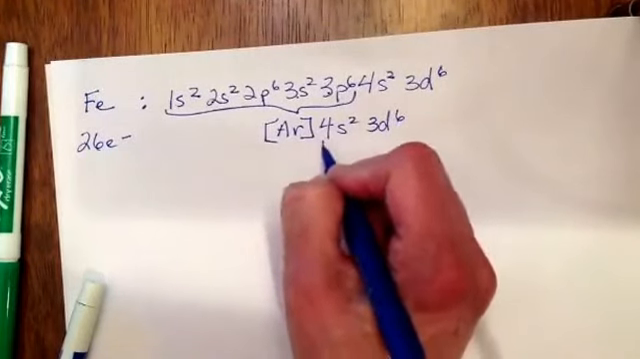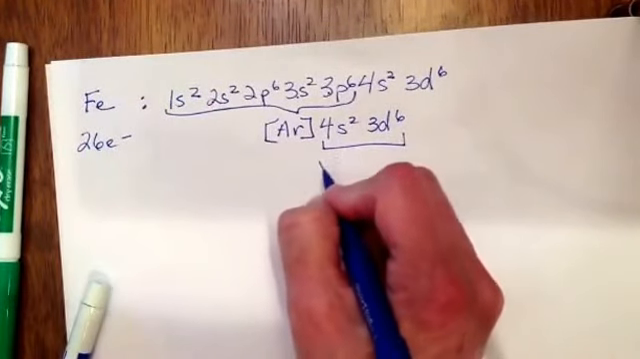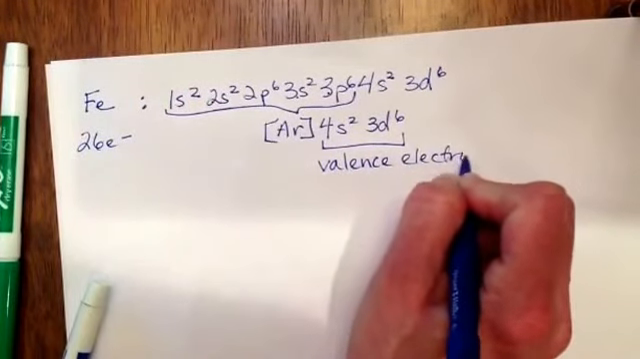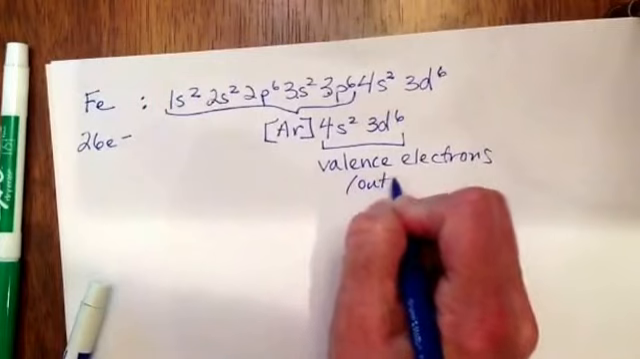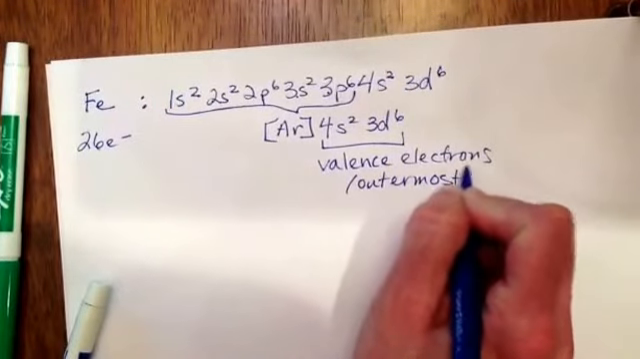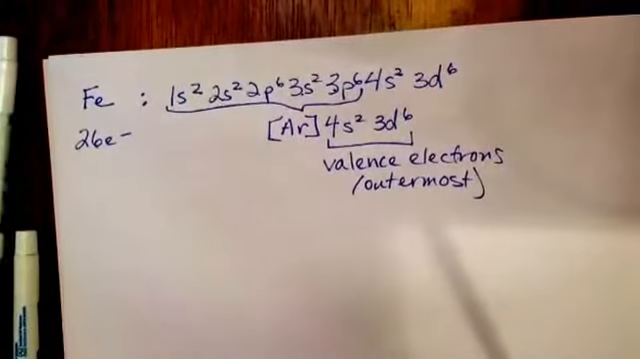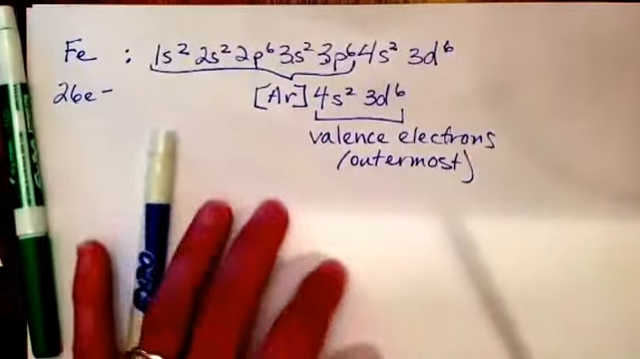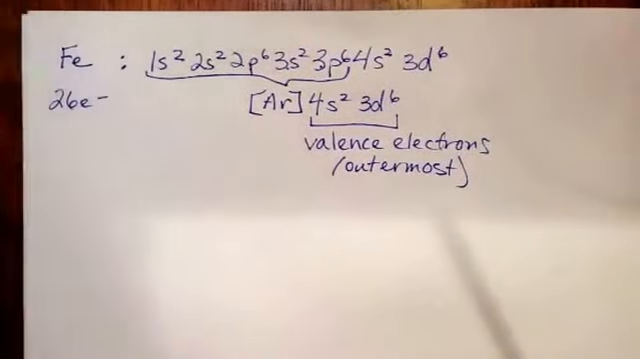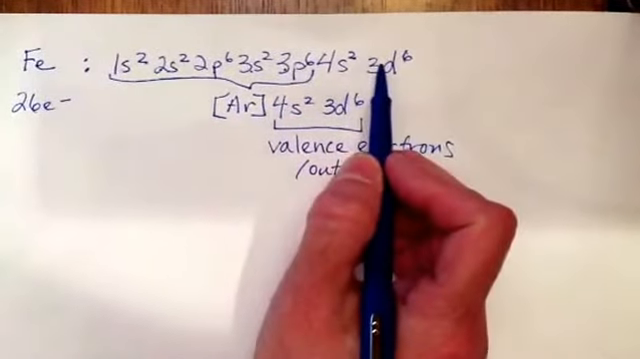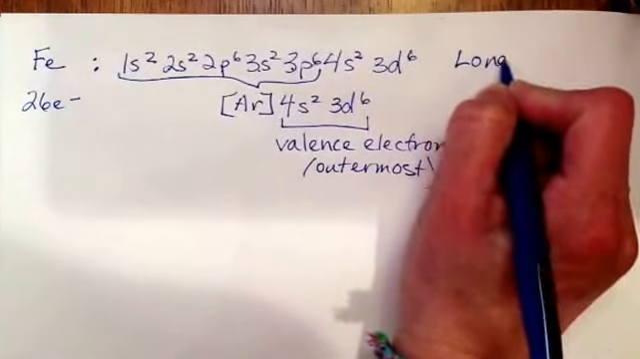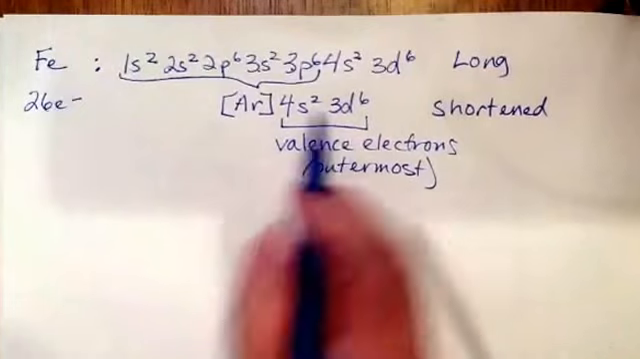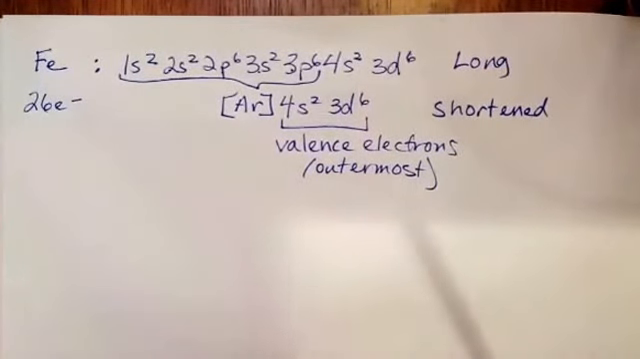Now, these remaining orbitals are considered the location of the valence electrons, or the outermost electrons. And those are the VIPs of the atom. They are involved in bonding and forming ions, so they are sort of the most important. So there we go. We have our long electron configuration. We have our shortened. And now we can look more closely at what occurs when it forms an ion.